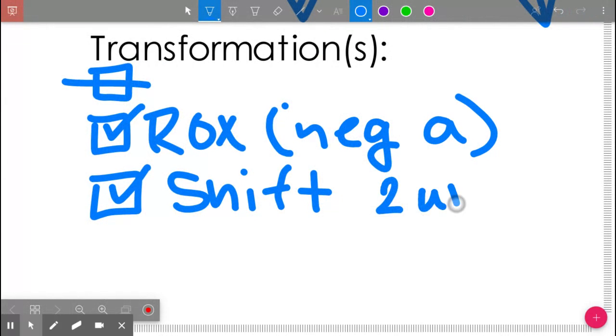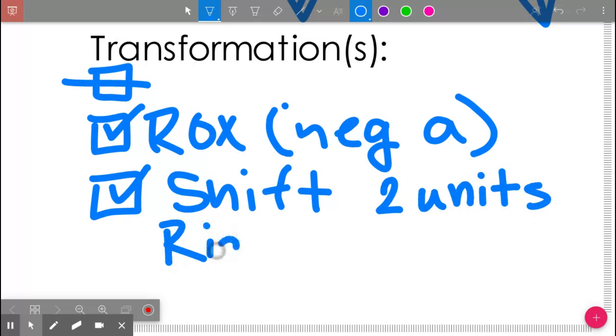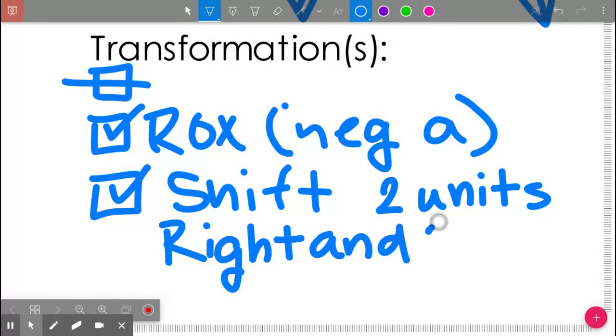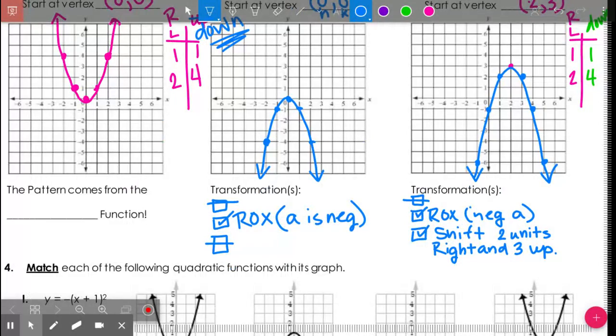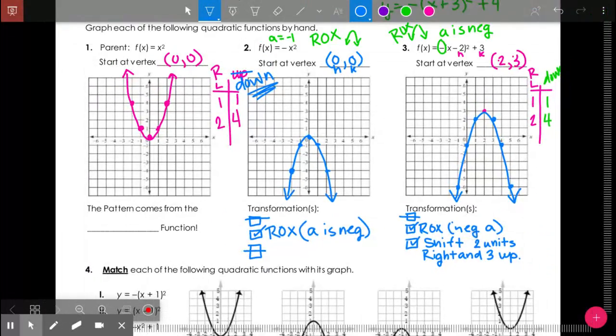We shifted 2 units right and 3 units up. And that's my transformations. Oh, I forgot to remind you that the pattern came from the parent function. I think I probably said it, but I did not write it.